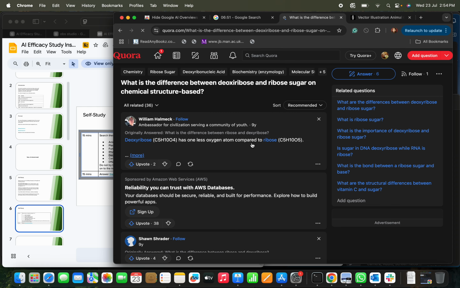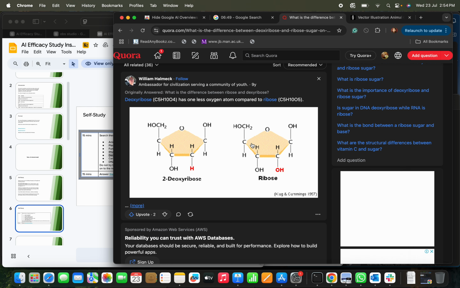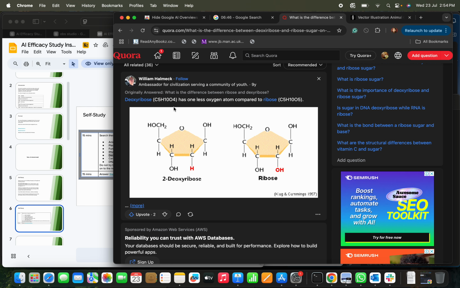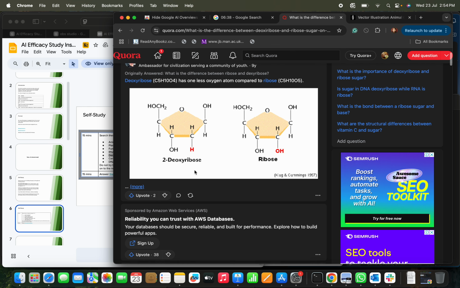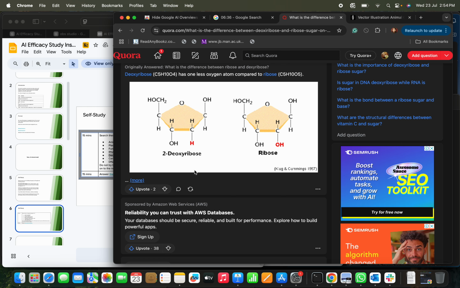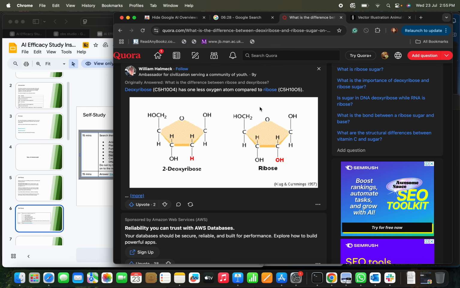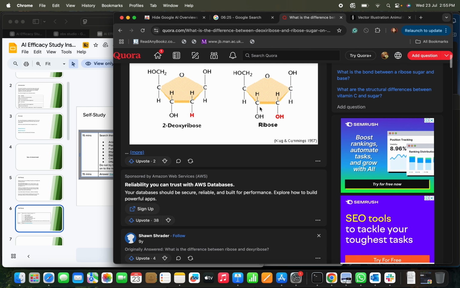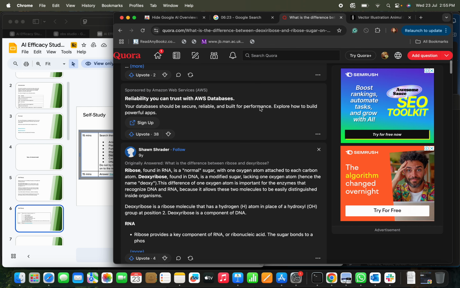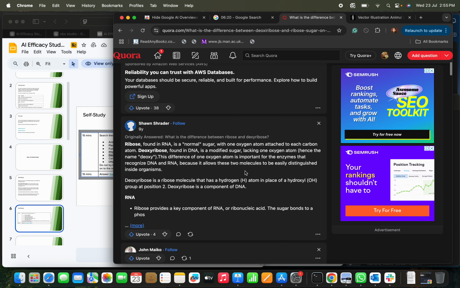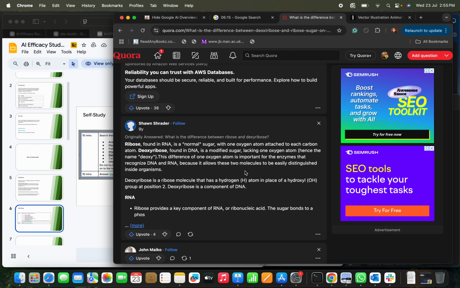Let's go with Quora this time. Oh, they have shown the structure. So deoxyribose is C5H10O4. Alright, so ribose has this extra OH, which makes the RNA unstable. Deoxyribose has one less oxygen atom compared to ribose: C5H10O4 versus C5H10O5. Ribose is normal with one oxygen atom attached to each carbon. Deoxyribose found in DNA is modified, lacking one oxygen.